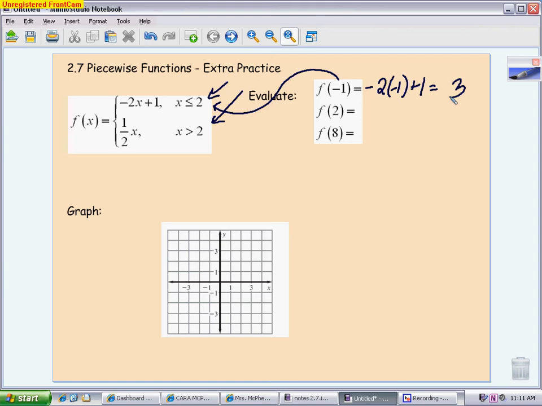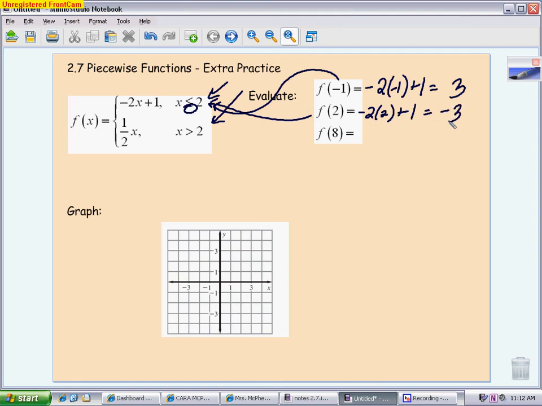The next one wants f of 2. 2 is going to also go into the top function because this is where it is equal to 2. It can never go into both, so even though both of them are kind of happening around 2, the top one is where we are including 2. So we're going to take negative 2 times 2 plus 1. That's negative 4 plus 1, which is negative 3. Again, your answer is your y value.